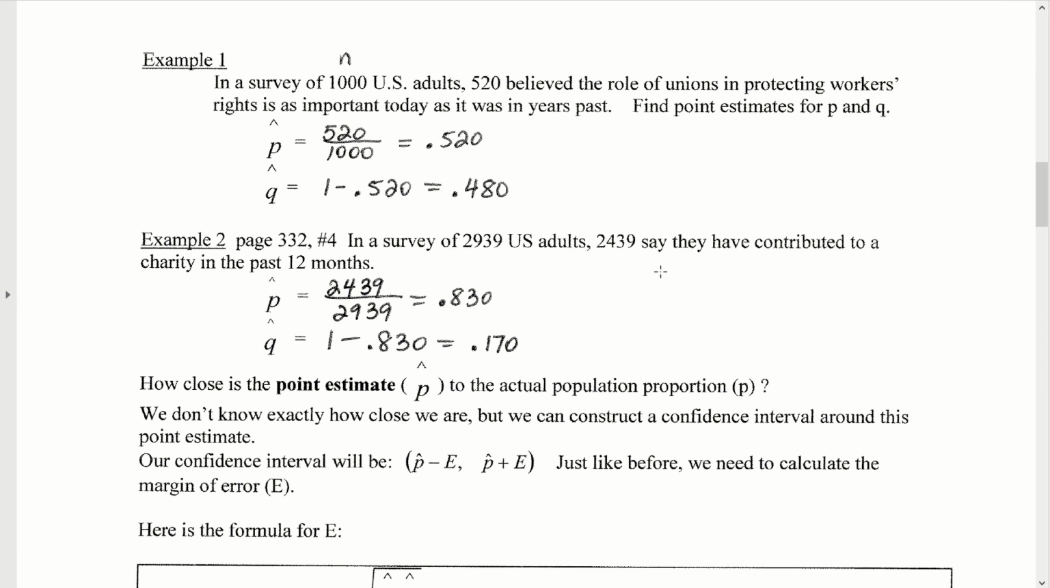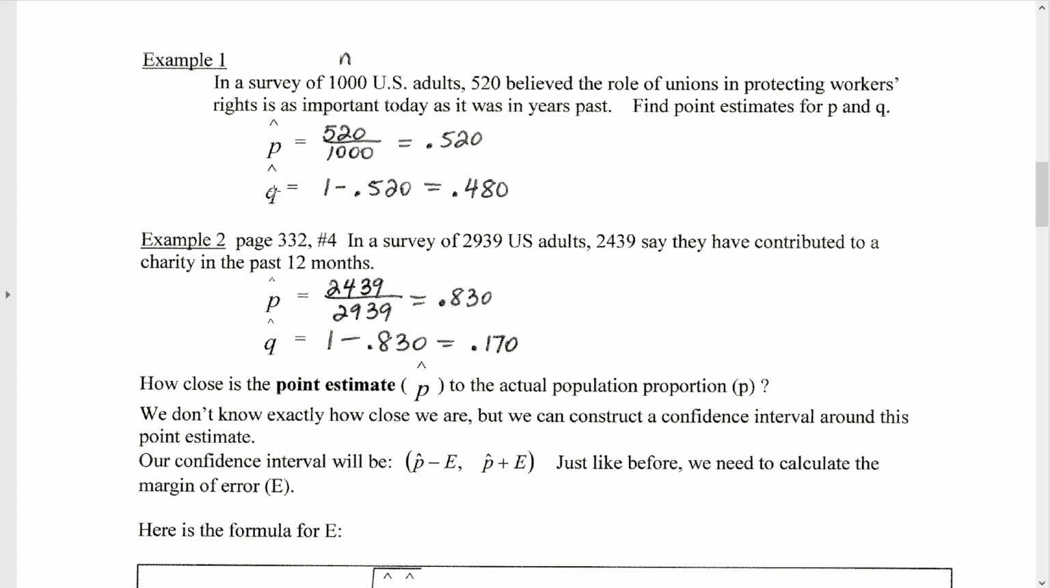In the first couple examples, we just want to get some practice computing p-hat and q-hat. In example 1, we have a survey, so this is our sample size, of 1,000 people. 520 of them believe that the role of unions in protecting workers' rights is as important today as it was in years past. Find point estimates for p and q. The point estimate for p is p-hat. That's equal to x divided by n. Our sample size was 1,000. The number of people that did believe in the role of unions was 520. So it's going to be 520 divided by 1,000, which is 0.520.